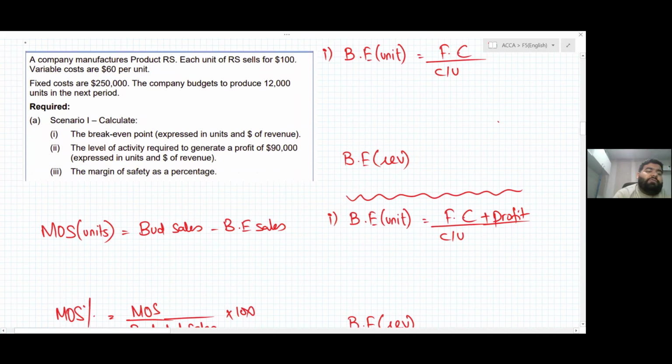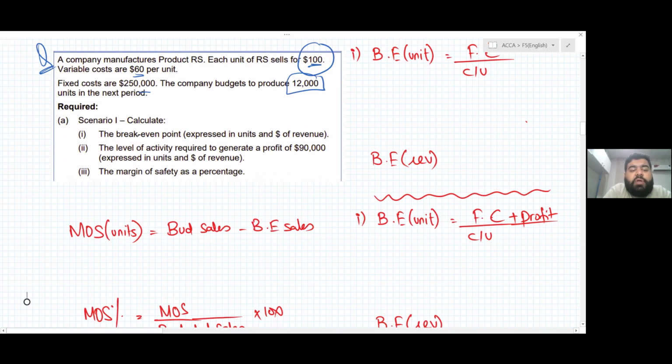The second question you have to do, I'm just reading it. The company manufactures a product. Each unit sells for 100, this is the selling price, variable cost 60, fixed cost 250,000. The company budgets to produce 12,000 units next period. First, you have to calculate break-even point in units and dollars both. Then the level of activity required to generate a profit of 90,000, again in units and dollars. And last, margin of safety as percentage.